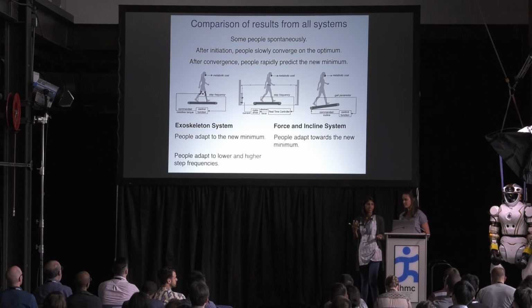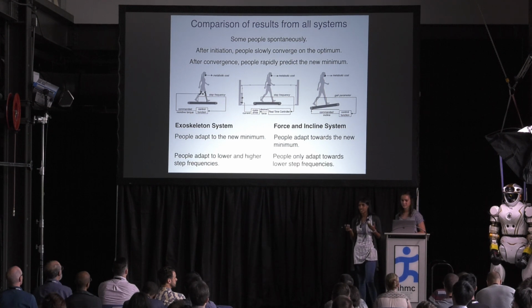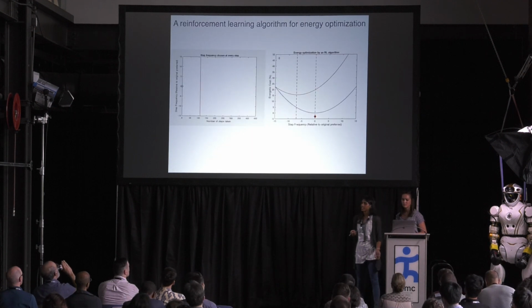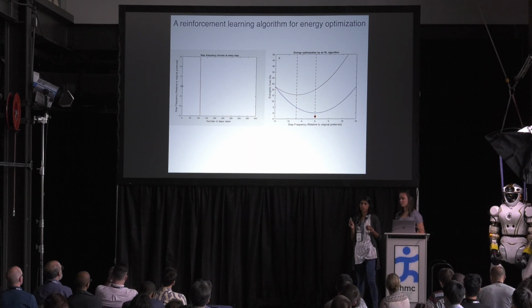Another point is that Salinger also created a cost landscape where the minimum was shifted to a higher step frequency, and she saw people optimize to this. We created a similar cost landscape, but we saw that in such a landscape, people prefer to stay at their originally preferred step frequency. Okay, so those were experimental results.